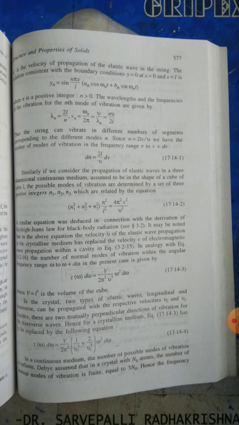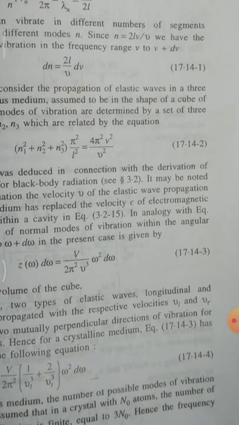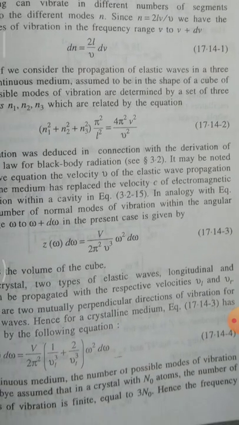Hence, for a crystalline medium, the equation has to be replaced by the following: z(ω)dω = V/2π² (1/v_l³ + 2/v_t³) ω² dω.